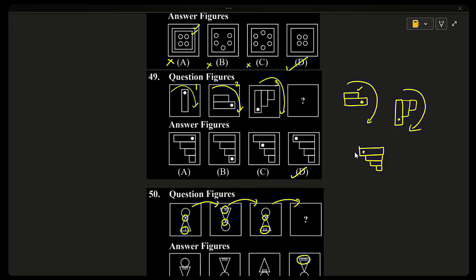Okay, students, we are done with mental ability. And now we are going to start the next section, that is language test.